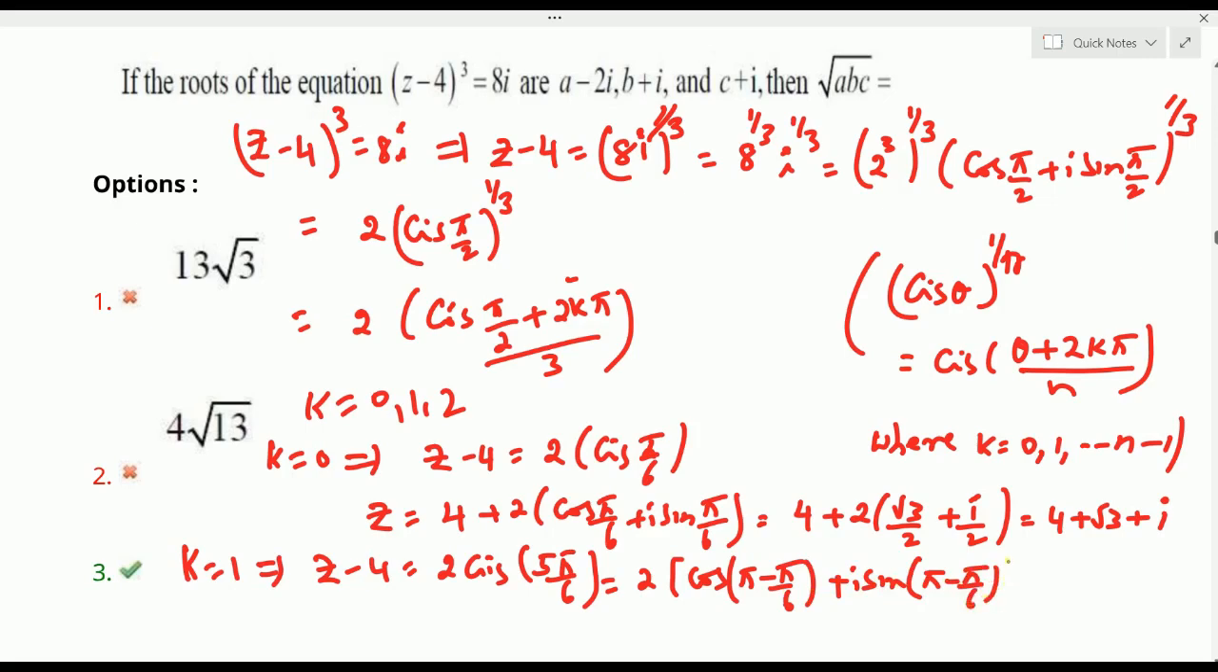Cos(pi - pi/6) is minus cos(pi/6), so 2 times cos(pi - pi/6) is minus root 3 by 2. Sin(pi - pi/6) is sin(pi/6), which is 1 by 2. So multiplying by 2, this is minus root 3 plus i. One more result we have to collect, by taking k equals 2. What is that? We'll see now again.